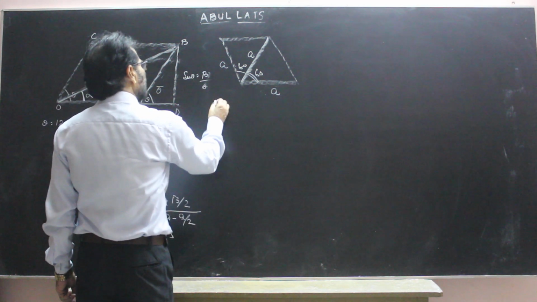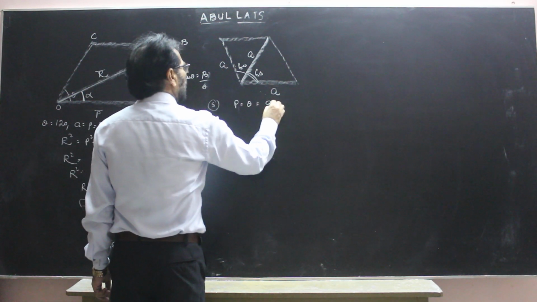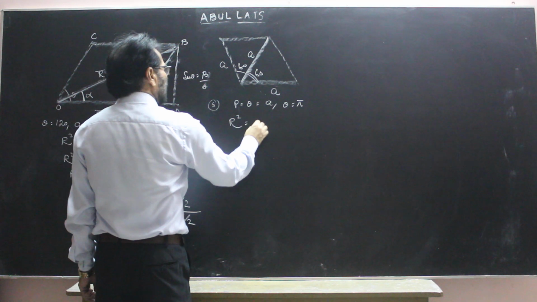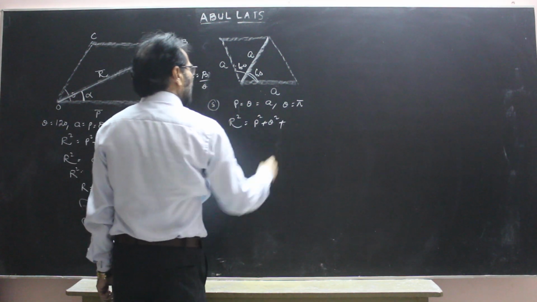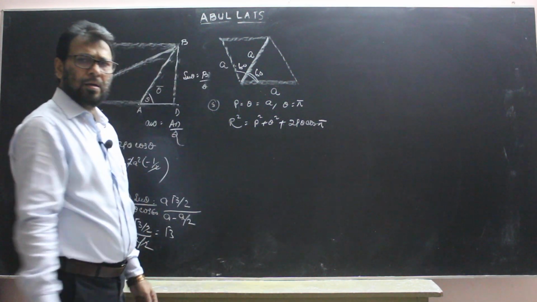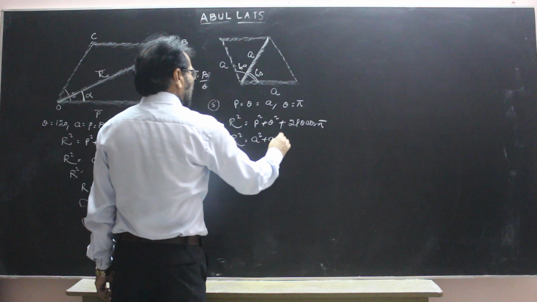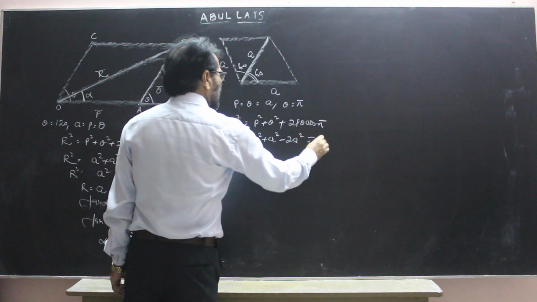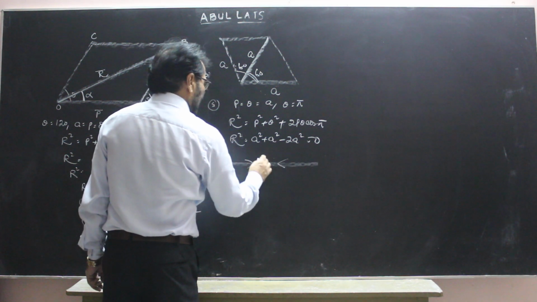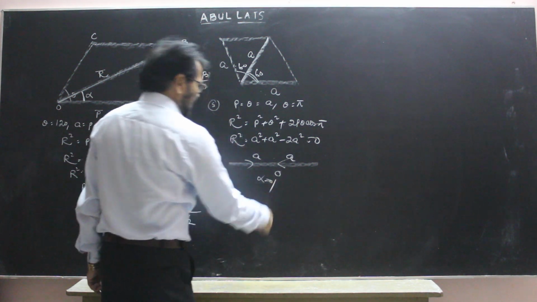And the last one is if P is equal to Q is equal to A and theta is pi. So R square is P square plus Q square plus 2PQ cos pi, and cos pi is minus 1. So R square is A square plus A square minus 2A square, which is 0. So if this is A and if this is A, the resultant will be, of course, A minus A, which is 0, and again alpha is also 0.